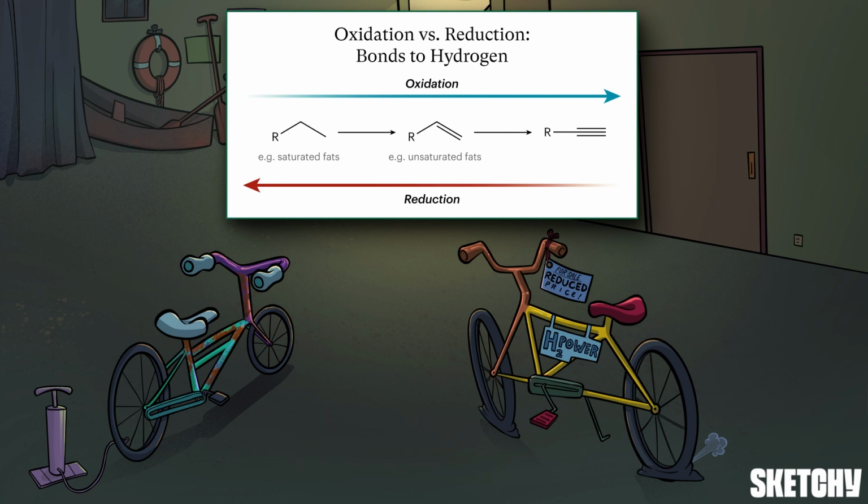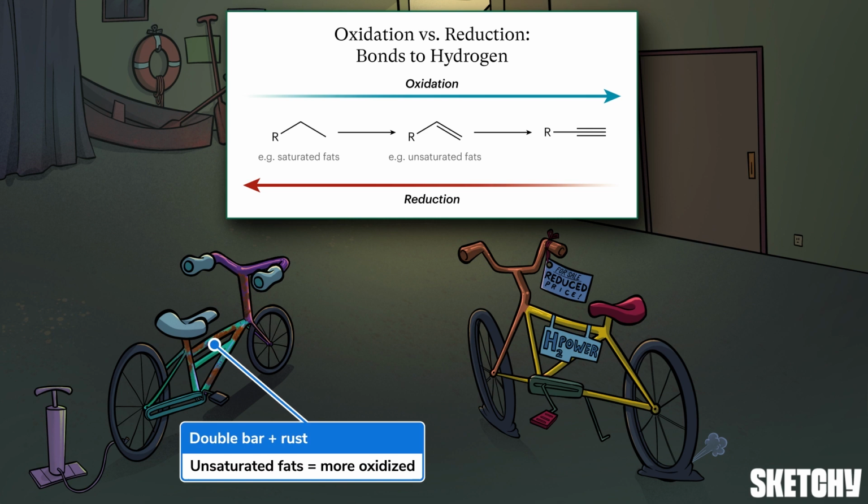In contrast, the carbon atoms in unsaturated fats are connected by double bonds, since they have fewer bonds to hydrogen and are more oxidized. Those double bonds are symbolized by this double crossbar on our oxidation bike.